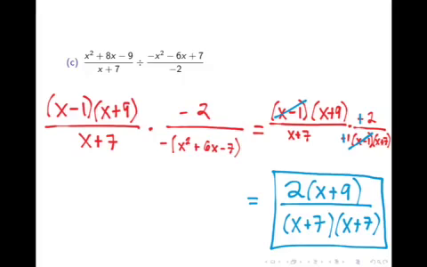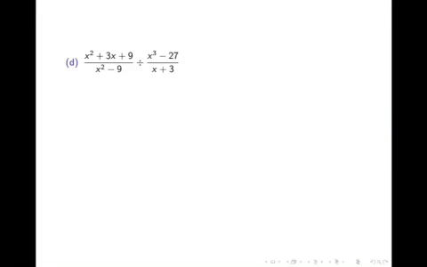All right, and one last example of dividing. Again, I am going to flip my second fraction and factor all in the same step. So my first fraction, I can factor just the bottom here. You can try and factor the top, but it's not going to factor. There are no two numbers that multiply to 9 and add to 3. So that one is just going to stay x squared plus 3x plus 9. My denominator factors into x minus 3, x plus 3.